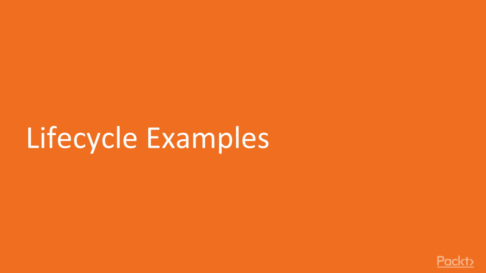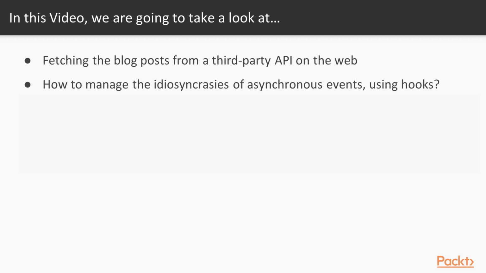We're going to start off this video with some React Lifecycle examples as we fetch our blog posts by sending a request to a third-party API on the web. In this video, instead of loading our blog posts from a local data file in JSON format, we'll fetch it from a third-party API on the web. We'll do this with hooks and see how to manage the idiosyncrasies of asynchronous events affecting our state with useEffect.